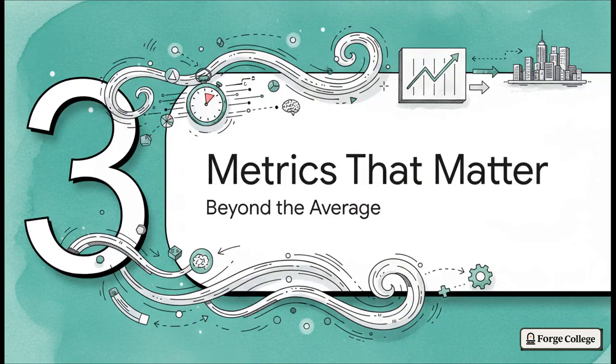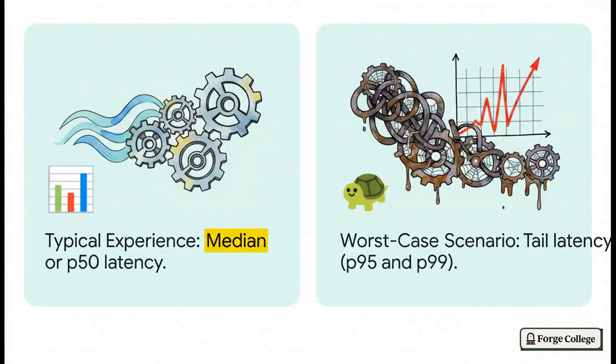Moving on to part 3, metrics that matter. It's time to look beyond the average. Here, we are comparing the typical experience, which is our median or P50 latency, against the absolute worst-case scenario, also known as tail latency, or our P95 and P99 metrics.